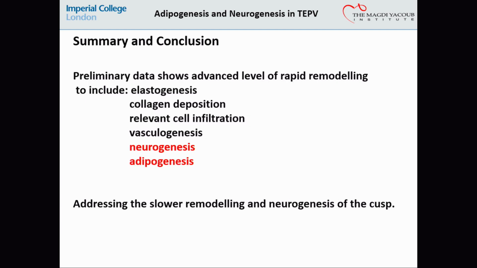So to conclude, our preliminary data shows an advanced level of rapid remodeling in the sinus wall. This does include elastogenesis, collagen deposition, relevant cell infiltration. We have smooth muscle cells, vasculogenesis. Importantly, we show for the first time that there is neurogenesis and adipogenesis, and it's on the outside of the sinus wall. It's in the adventitia. We are currently addressing the slower remodeling and neurogenesis of the cusp.